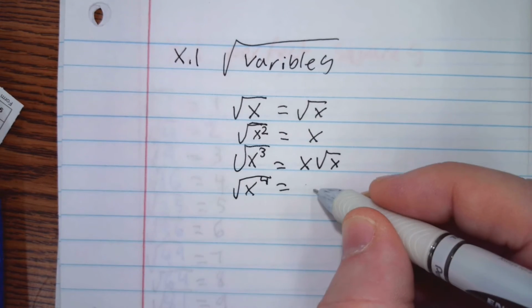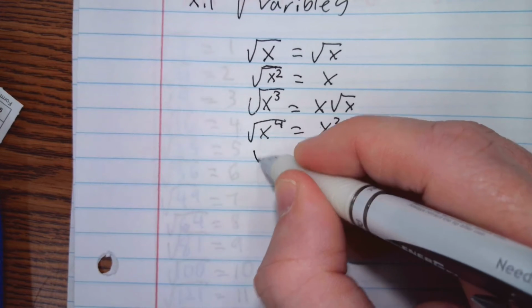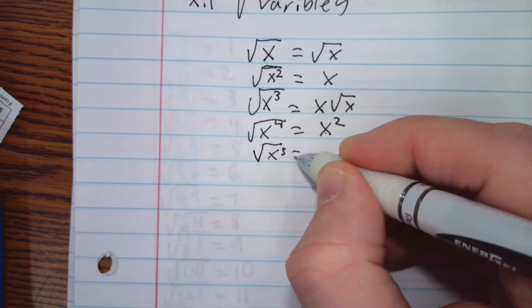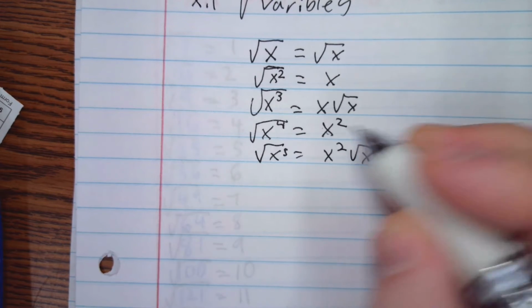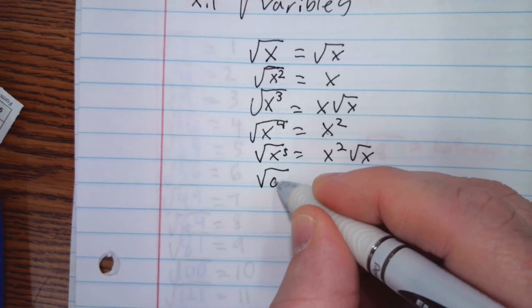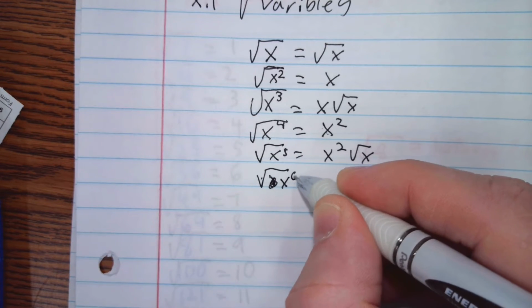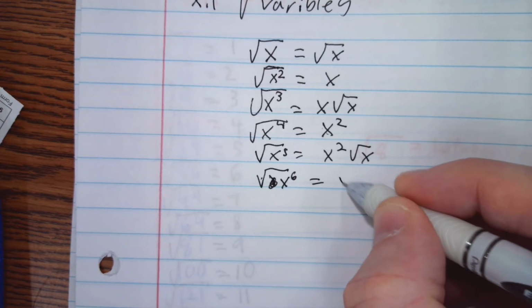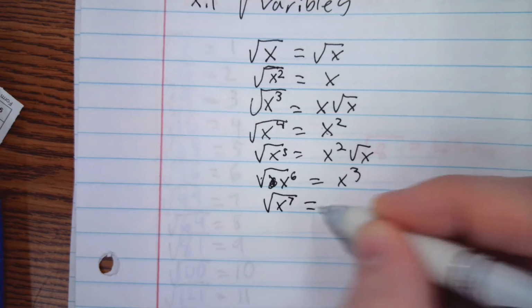I keep forgetting to put that on there. I didn't write that right. X to the sixth. I'm going to do one more after this.